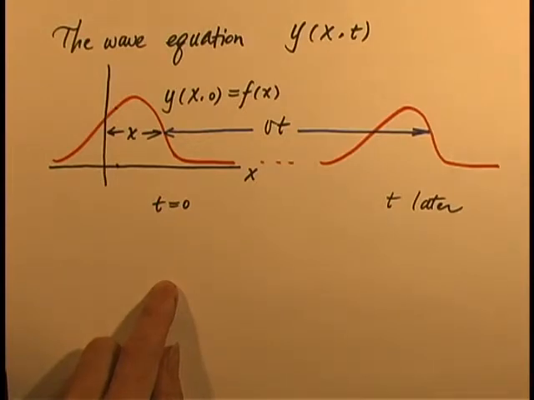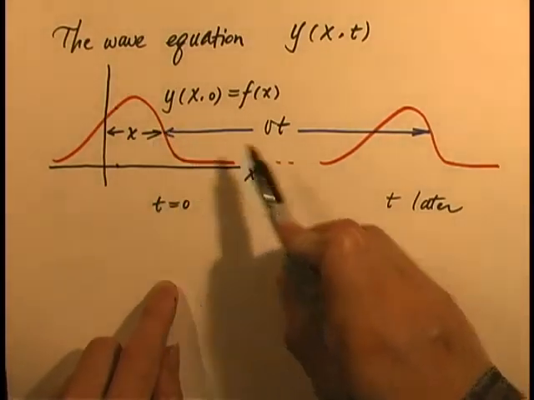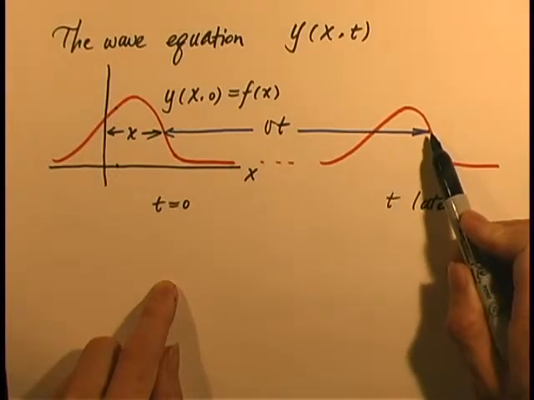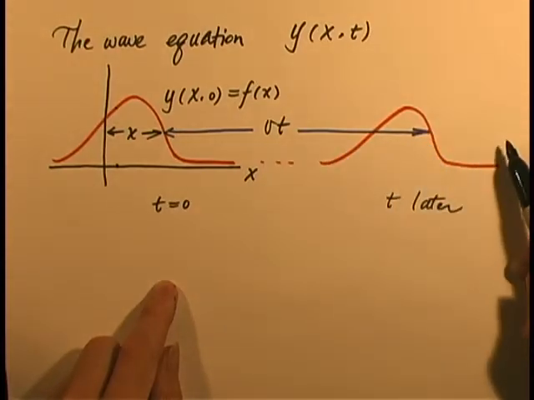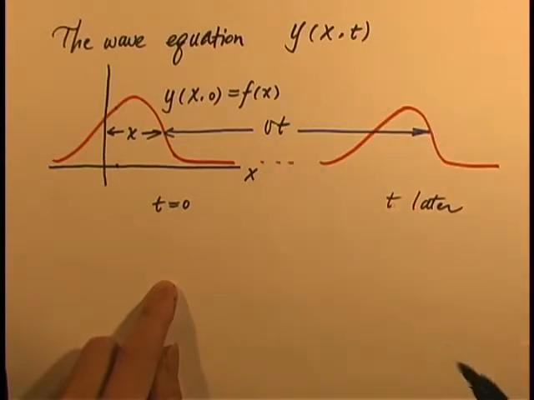Now, what happens at time t later? At a time t later, the wave propagated from here to there. It moved a distance down the string. What is that distance? v times t, of course. v is the speed of the wave, right? So after time t, that's how far it propagates. The wave pattern propagates by a distance of v times t.